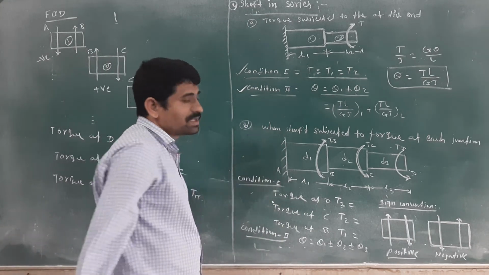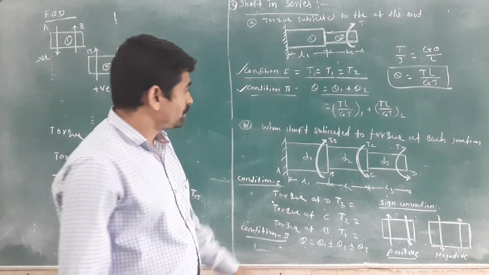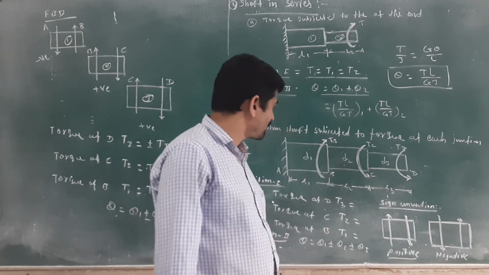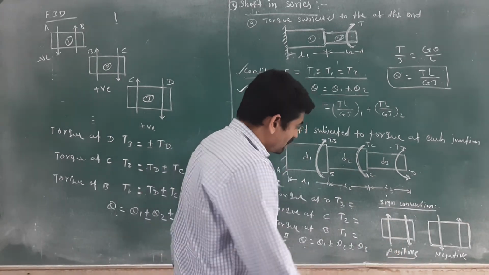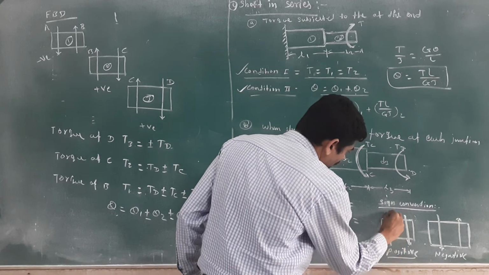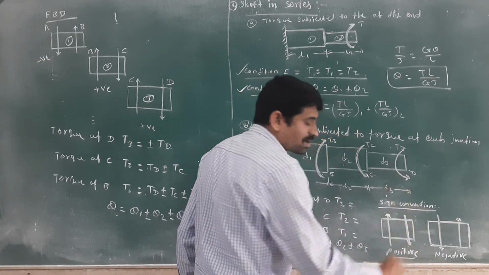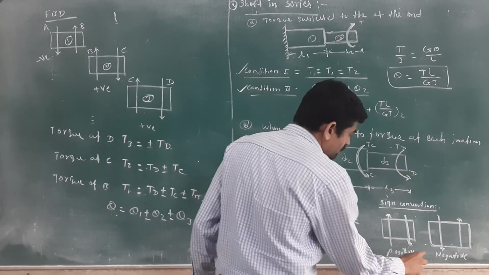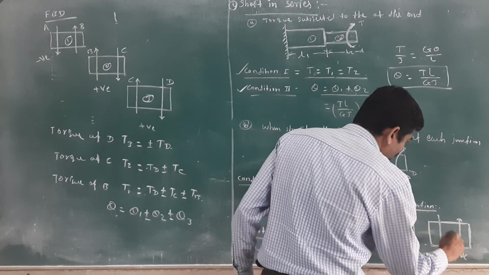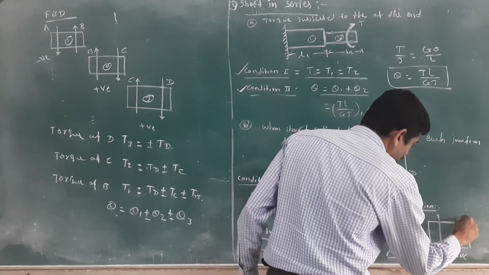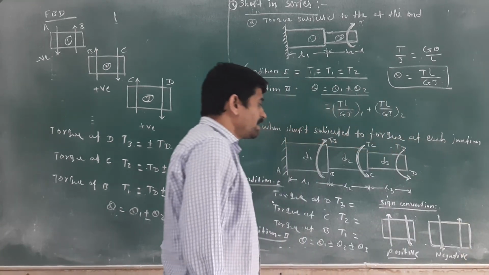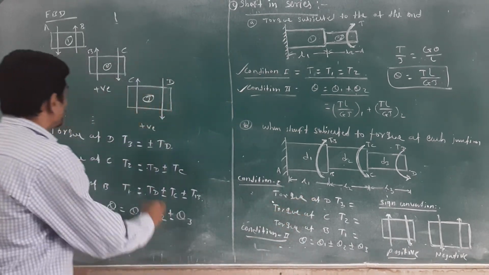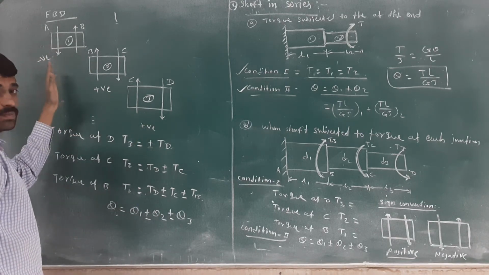And the second condition, when the shaft is subjected to torque at each junction. Okay, if the torque is given at each junction, then you know the sign convention. Here the upward direction means clockwise, and downward direction means anti-clockwise. Remember that. Then you will get the positive value for the shaft, and downward means anti-clockwise and upward means clockwise. Here you will give the negative value for the shaft. And you calculate the torque up to the end with the help of the free body diagram.